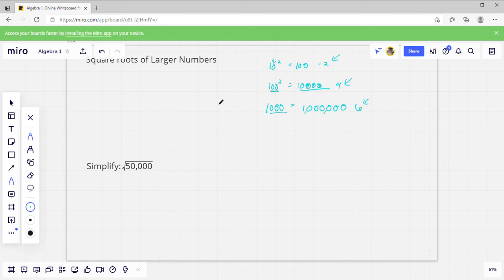So if we look at this one, simplify the square root of 50,000, we've got 1, 2, 3, 4 zeros. So what would be half of 4? 2. So that means we have the square root of 5 times the square root of 10,000. And we can figure out how many that is by just chopping that number of zeros in half. So that would be times 100. So our answer would be 100 times the square root of 5.